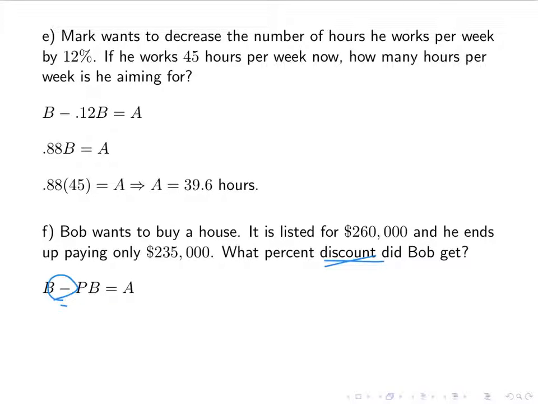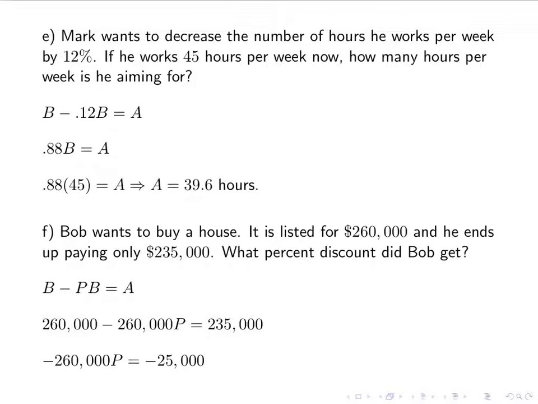So I need to figure out again which one is B, which one is A. It's listed for $260,000. He ends up paying $235,000. So it was $260,000 before, and it was $235,000 after. So B is $260,000, and A is $235,000. Okay. So again, I'll subtract the $260,000 from both sides.